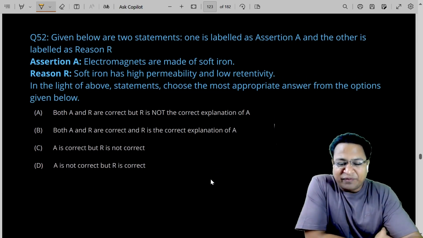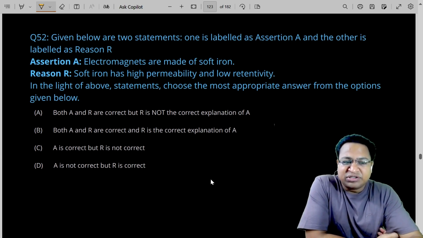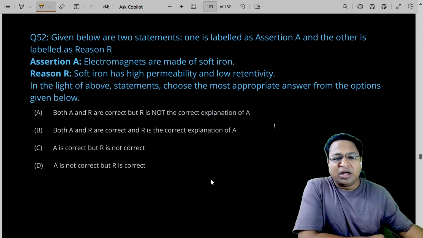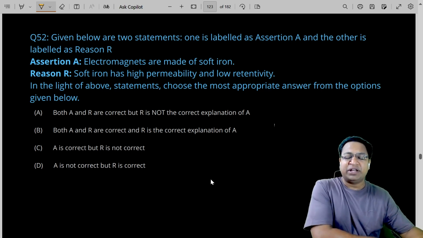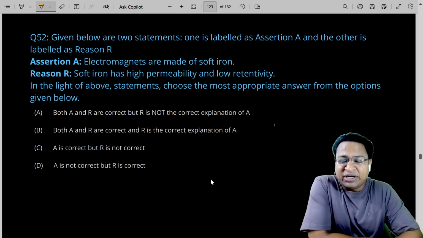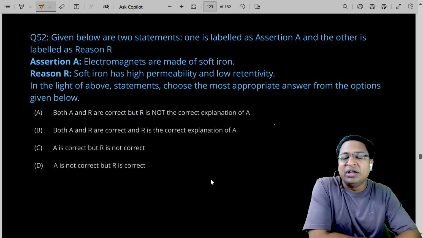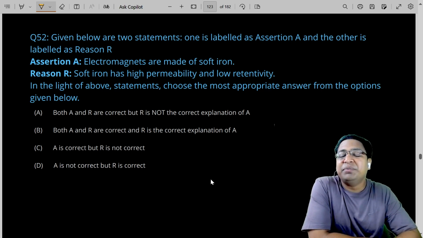Next, we go to question number two of physics, which says that there is a statement assertion, there is a reason. We have to figure out whether they hold for each other or not. So, electromagnets are made of soft iron. Now, that is true. In an electromagnet, we would want that as we pass current through it, it should start behaving as a magnet, and that too a very strong one. And when we switch off the current, we should lose the magnetism very quickly. That means it shouldn't have a very high retentivity.